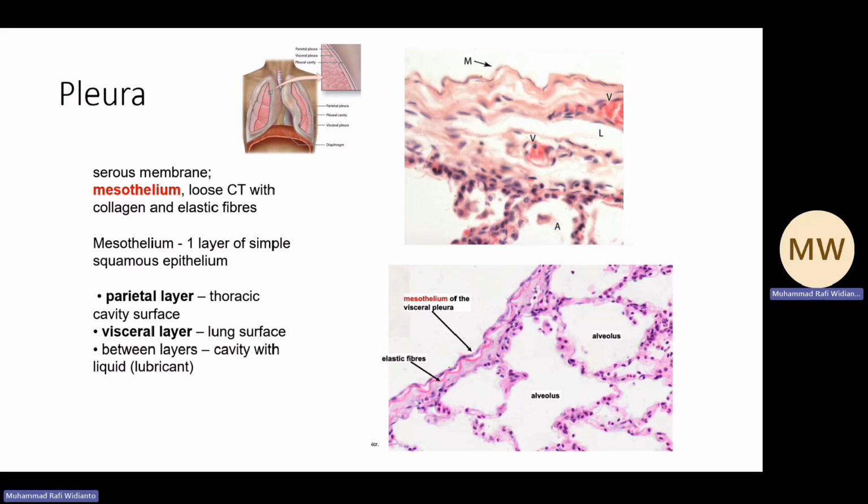And again, to not mix it up, pleural fluid is not surfactant, and it's not produced by pneumocyte type 2. It is actually produced by mesothelium. So that is very important to note. Mesothelium is basically one layer of simple squamous epithelium. There's also loose connective tissue and collagen and elastic fibers to give an elastic characteristic for recoil while breathing. And that is basically it.